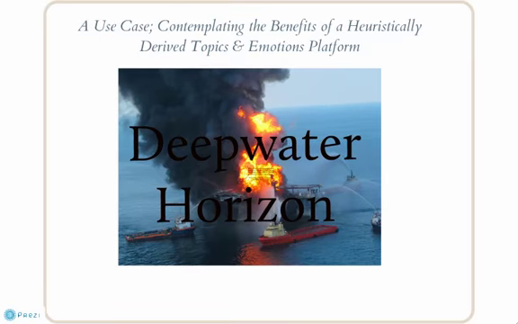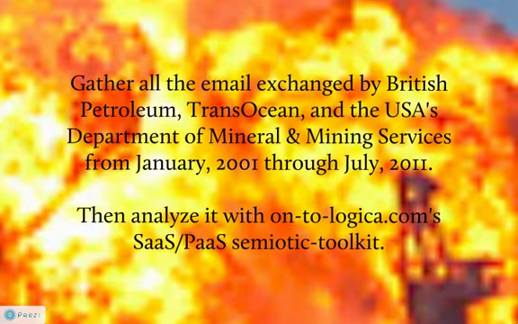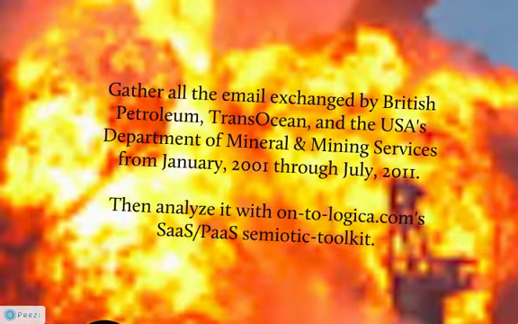Consider the following. Gather all the email exchanged by British Petroleum, Transocean, and the USA's Department of Mineral and Mining Services from January 2001 through July 2011. Analyze it with ontologica.com's semiotic toolkit. Then ask yourself, what information is being conveyed in all these reports? Are there recognizable symbols of their intent in all that content?